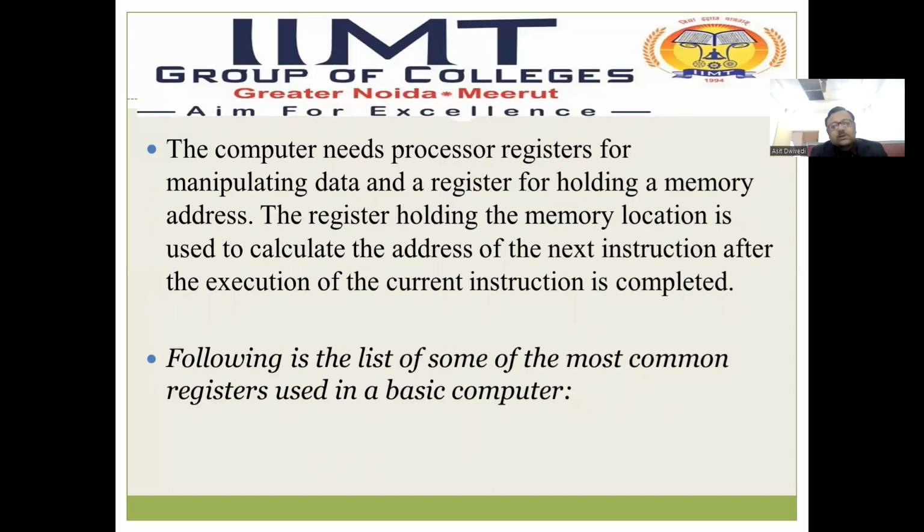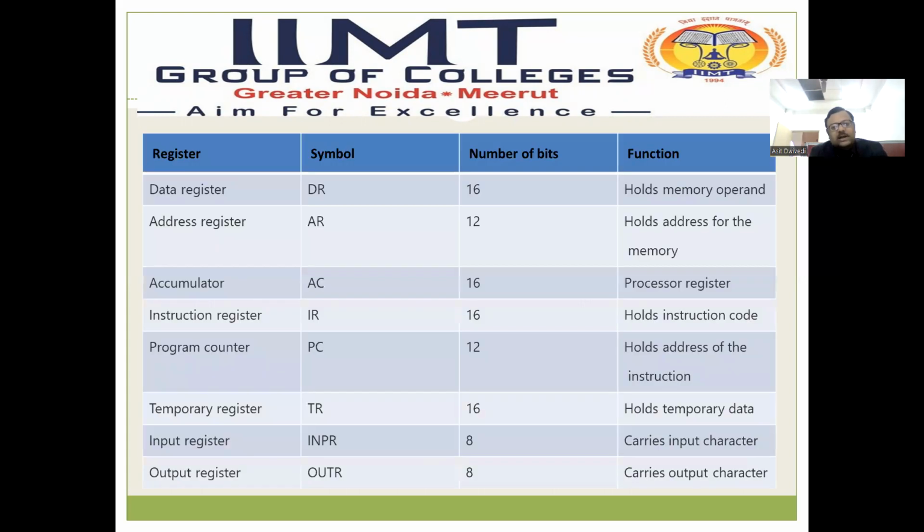The computer needs processor registers for manipulating data and a register for holding a memory address. The register holding the memory location is used to calculate the address of the next instruction after the execution of the current instruction is completed. Now, this is the list of registers.